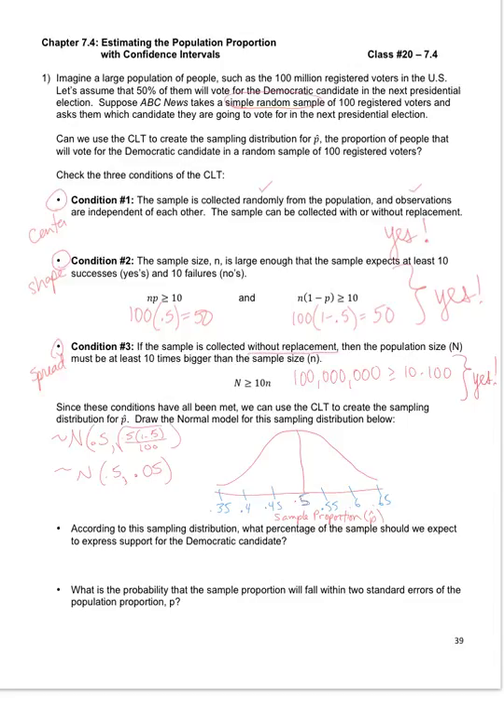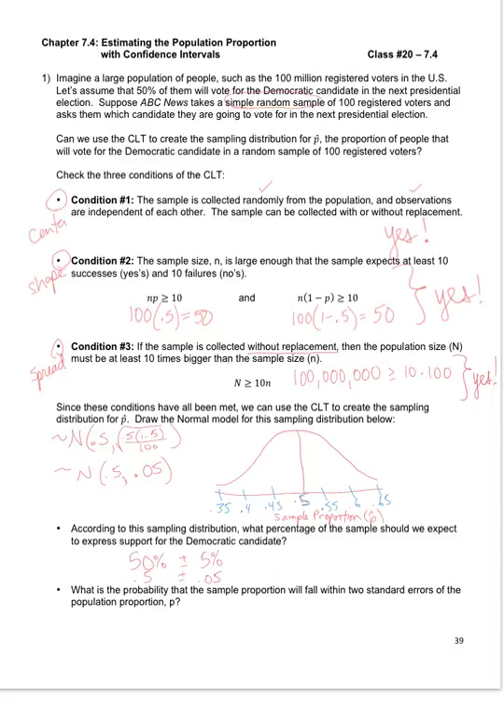All right, so according to the sampling distribution, what percentage of the sample should we expect to express support for the Democratic candidate? We should expect 50%. That's our middle value, our mean. So give or take a little bit. I mean, within 1 standard deviation would be a good expectation. So we could also say around 0.5, give or take 0.05. And if we want to be even more confident, we widen that interval a little bit.